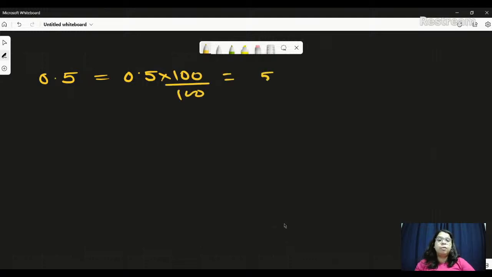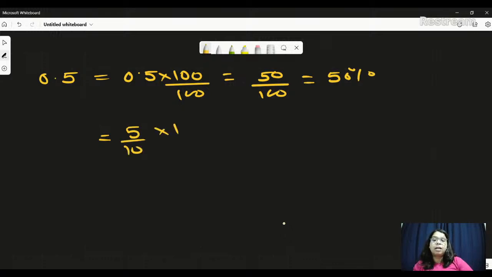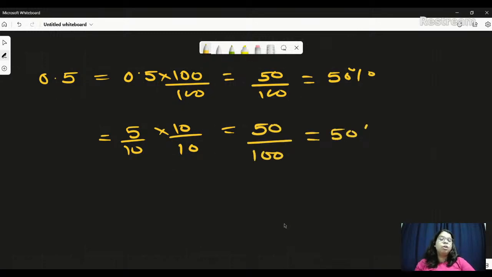So I have, let's say, 0.5. So first there are two ways. Either you convert 0.5, you directly multiply it by 100 over 100. So 0.5 multiplied by 100 over 100, that will give me 50 over 100. That is equal to 50%. Or I can convert 0.5 into 5 over 10 and then multiply them by 10 by 10. So that will also give me 50 over 100. That is equal to 50%.